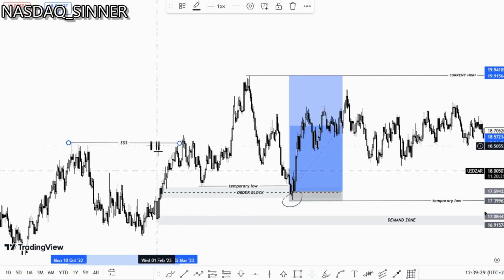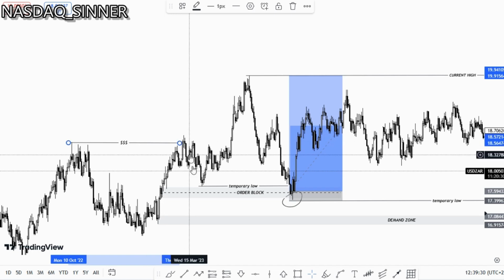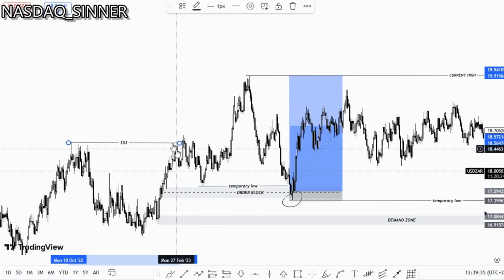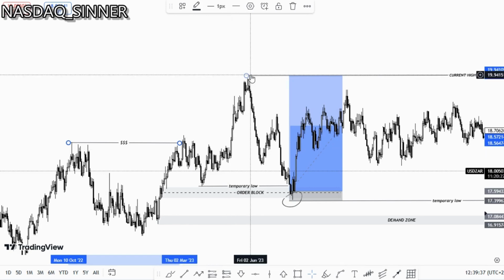After breaking this here, we came here and created a temporary low, it pushed up and then broke this structure over here, and then it created the current high. Because you know, most of the time, guys, I target from that entry point to my current high or my current low, depending on the trend that I'm having, right?